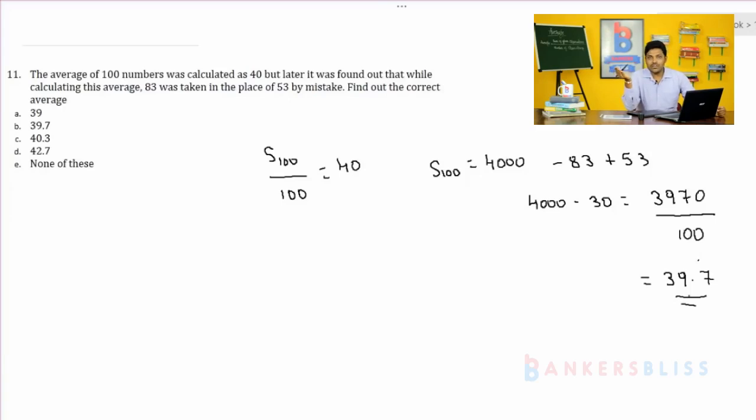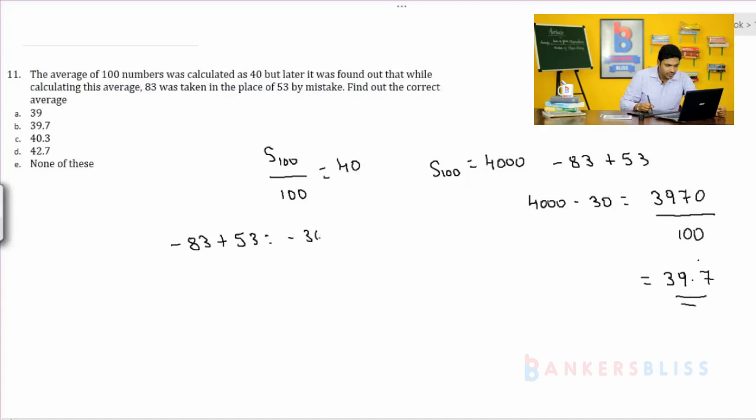83 is taken back, 53 is replacing. So altogether 30 is taken back. So minus 83 plus 53, which is equal to minus 30. So minus 30 is reducing, which is making an impact on these 100 numbers. So which is equal to minus 0.3. So the average was 40. Now the average will be 40 minus 0.3, which is equal to 39.7. Very simple. Orally you can calculate.